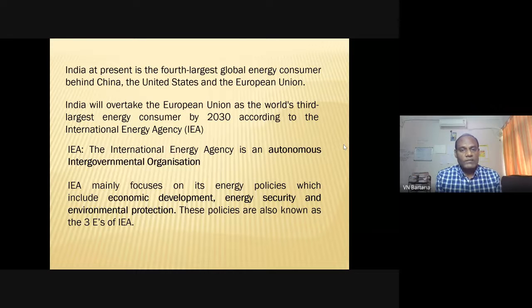So the outcome of the IEA report is very valuable for any nation to further make policies regarding energy, and to prevent the atmosphere from pollution.